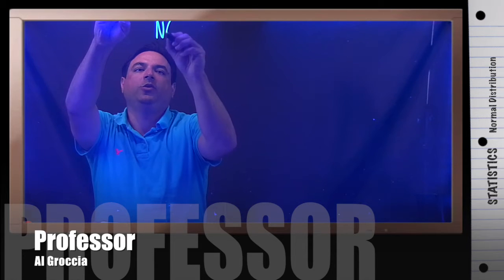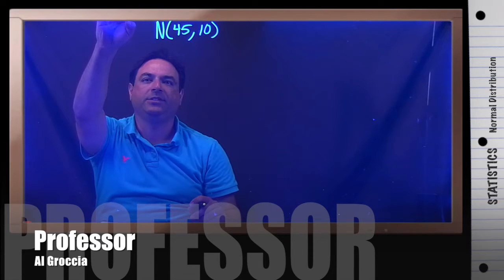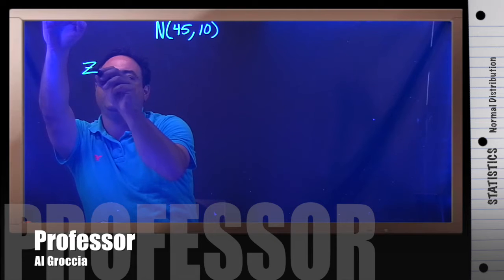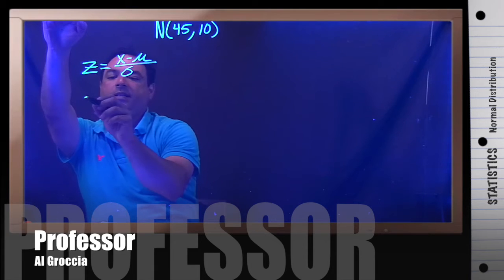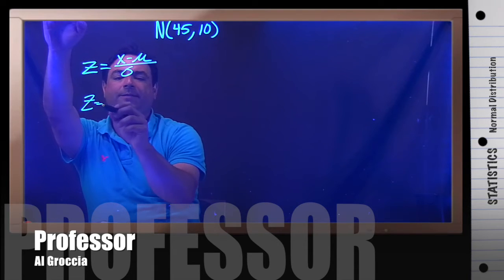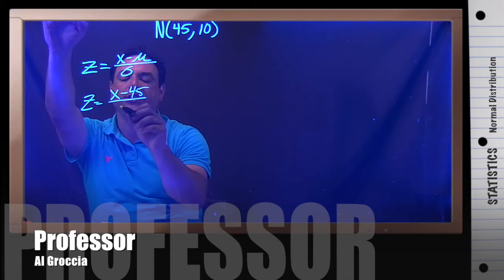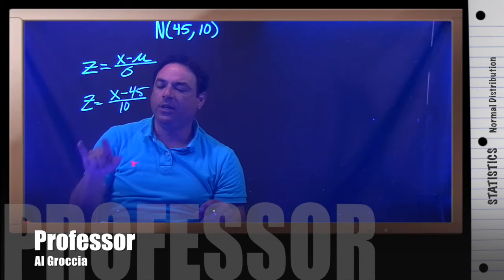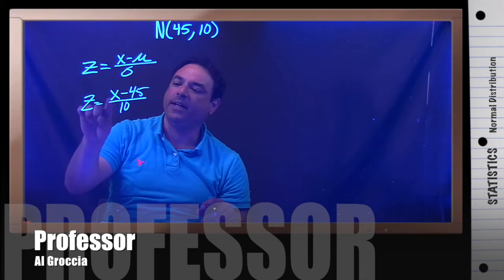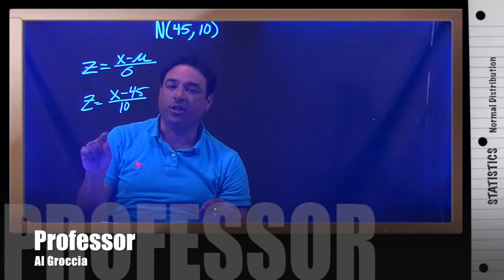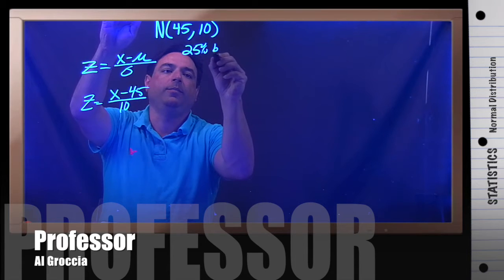We know that the data is normal with an average of $45 and a standard deviation of 10. So if we're filling in our z formula, z equals x minus mu over our standard deviation, we know that the average is 45 and the standard deviation is 10. We don't know z, and we don't know x either. So we have a problem. We have two unknowns, and we're trying to find what amount. So the amount will be the x. They have to give us a clue so we can solve for x. And the clue that they give us is 25% below.